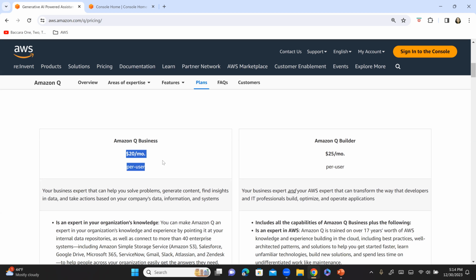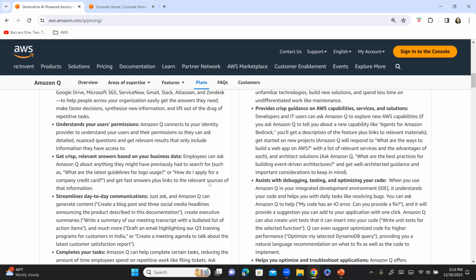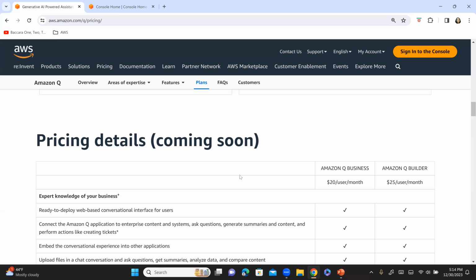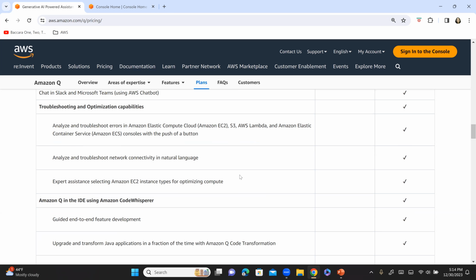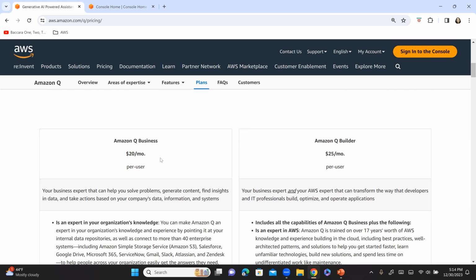It is $20 per month, and you have Amazon Q Builder, which is $25 per month. This is typically for developers. Of course, this pricing is per user. You can scroll down and look at the different features that come along, and the rest of the features are mentioned right here at the bottom. You can go and explore this, but essentially you're talking anywhere between $20 to $25 per month per user.